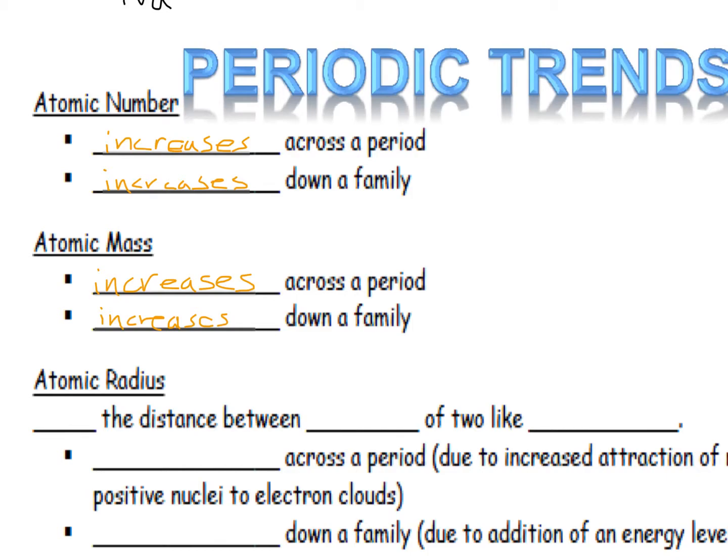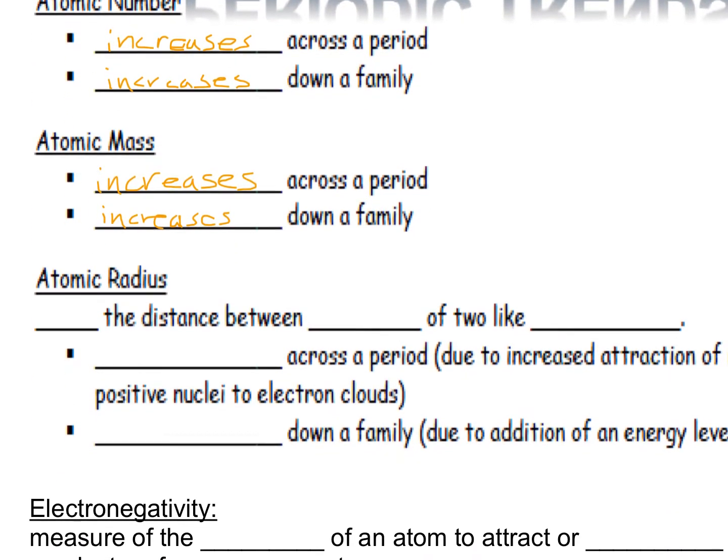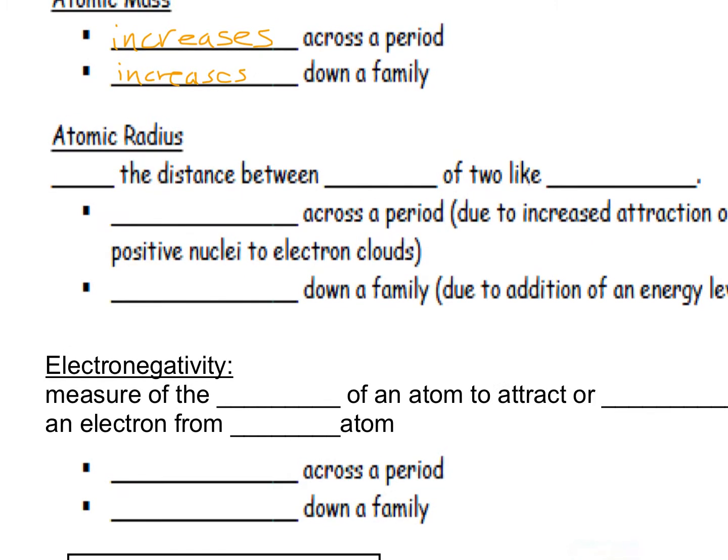Next we have atomic radius. So radius is just like when we're talking about math and we're talking about in geometry how wide something is based off of a circle. Our atoms have a general circular shape, so our radius is how wide they are. The way that we calculate radius is it is half the distance between the nuclei of two like atoms.